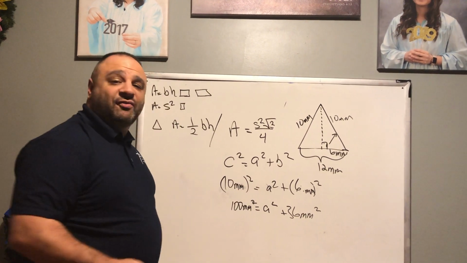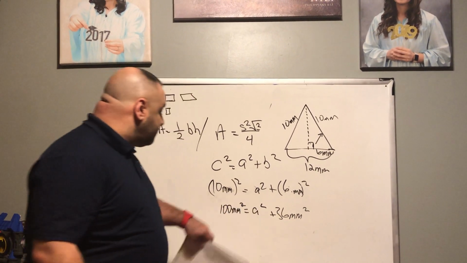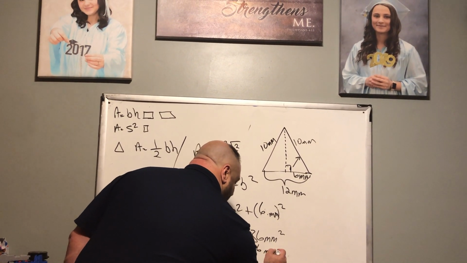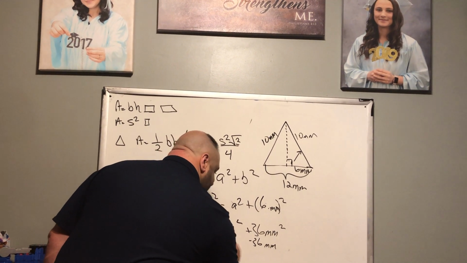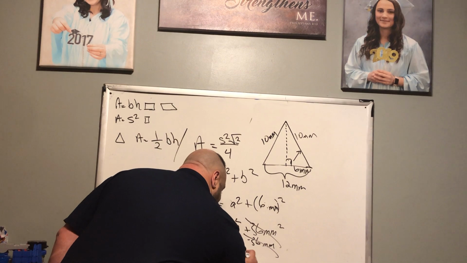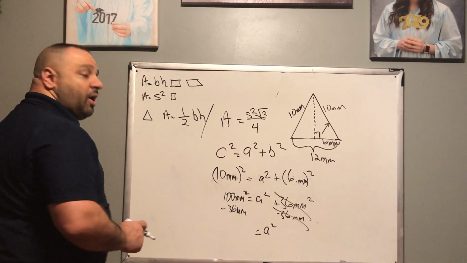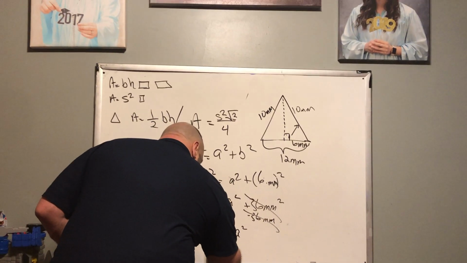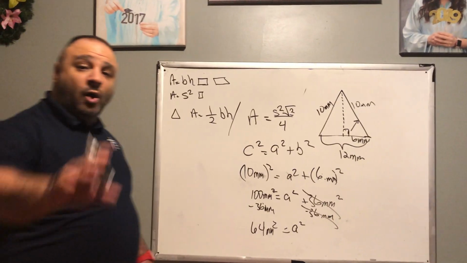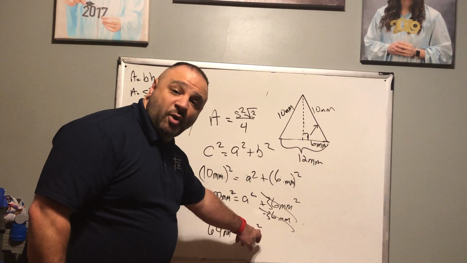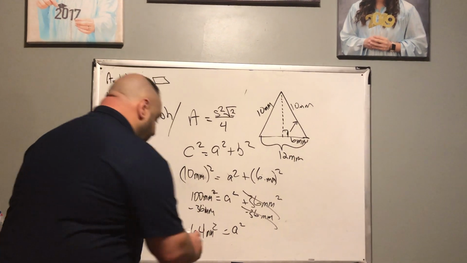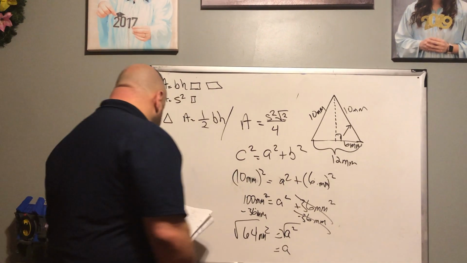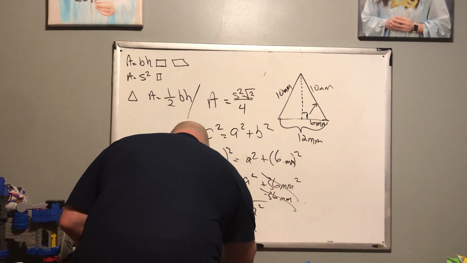All right, now let's get A by itself, class. What do we need to apply to get A by itself? Very good, the subtraction axiom of equality. So we're going to subtract 36 millimeters from both sides. That cancels out. So A squared is equal to 100 minus 36, which is going to be 64 millimeters squared. Now we've got to remove this exponent. Does anyone remember how to remove the exponent? Find the square root of both sides. So A is equal to the square root of 64, which is 8.